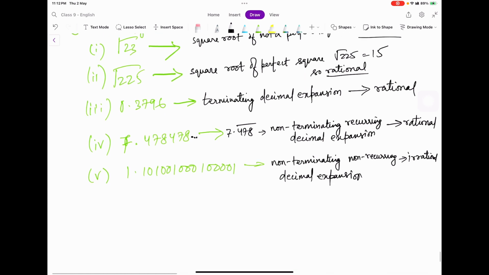So this was the second and third portion of the number system. Okay, we'll look into the fourth portion in the next video.